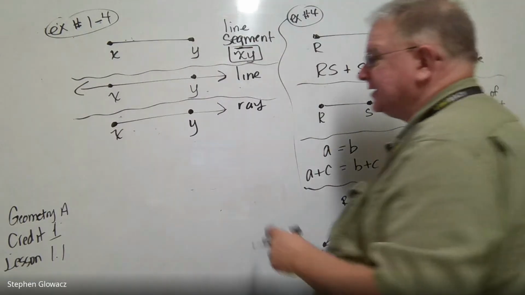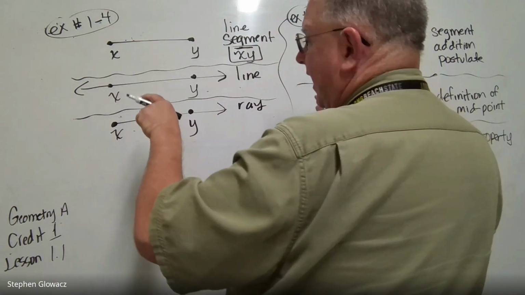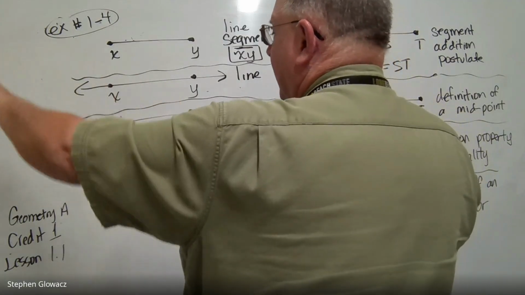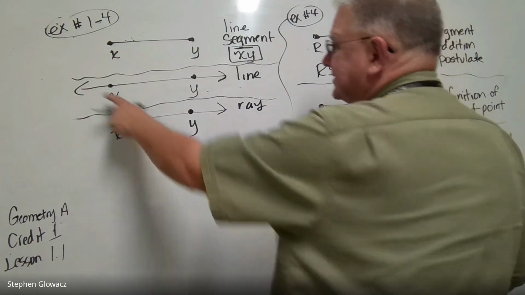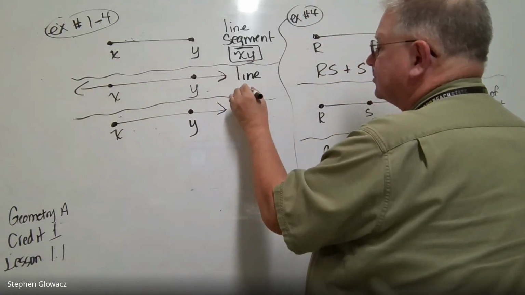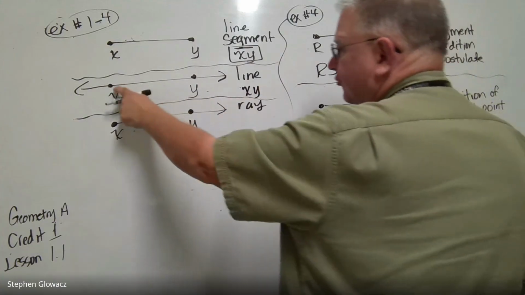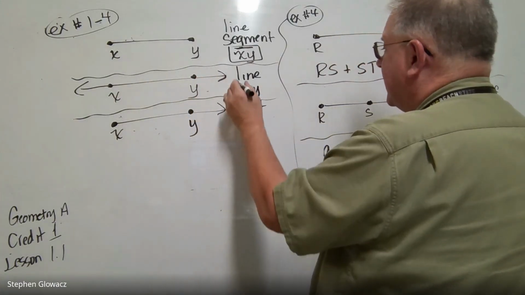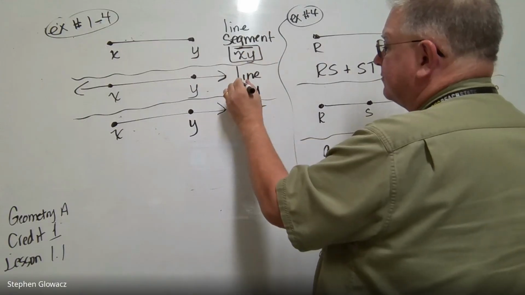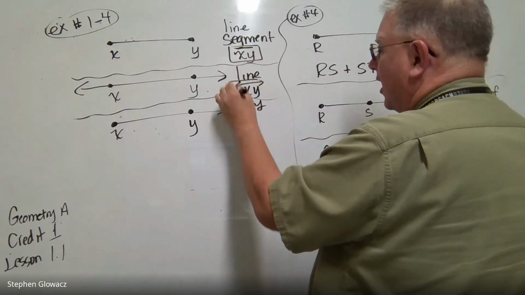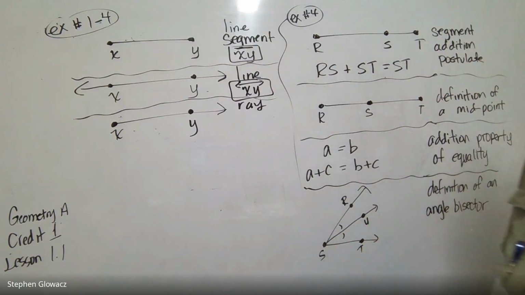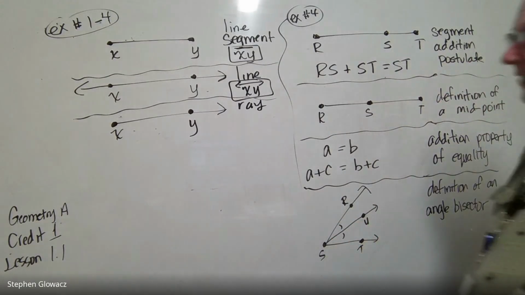A line is similar to a line segment, however, the line goes on forever in both directions, and that's indicated by the arrows. For a line, we would still pick 2 points on the line, but instead of the segment symbol, we're going to have the line symbol on top. So that's line XY.